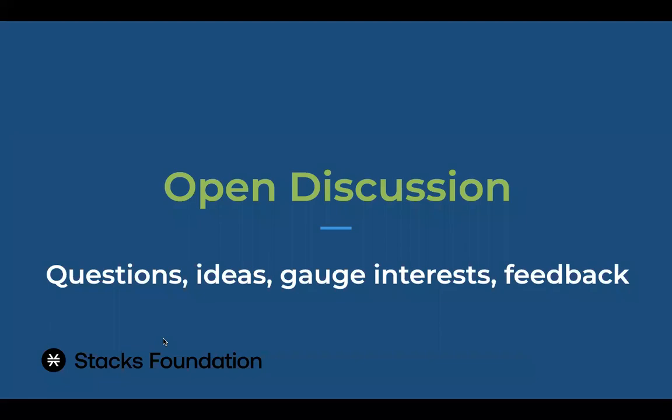Stacks 2.1 upgrade. Oh yes, that's very much a hard fork. Yeah, it has to be. We're adding new keywords to Clarity. There's no way for old nodes to continue to process Stacks blocks.